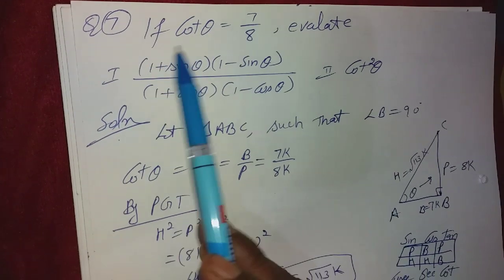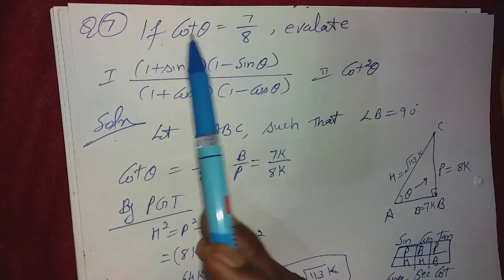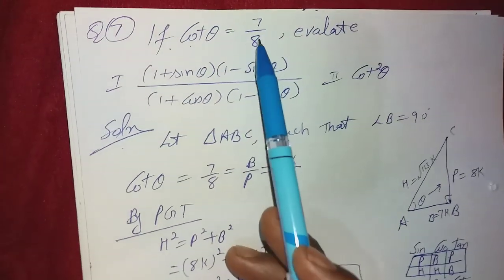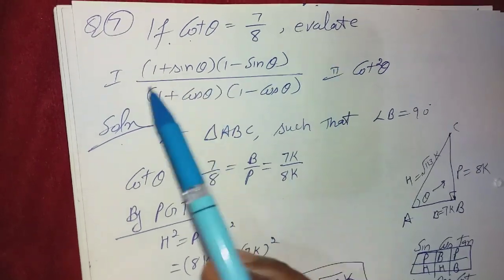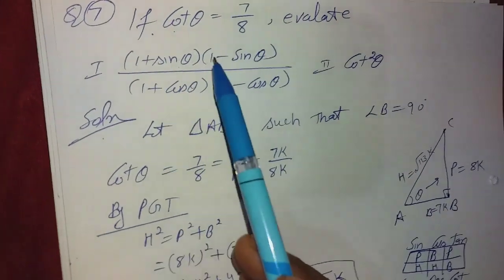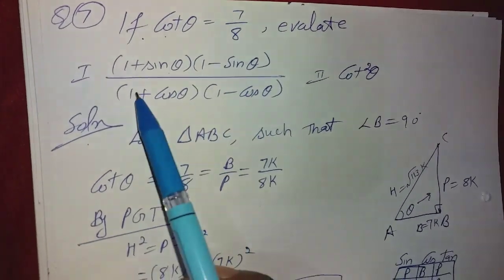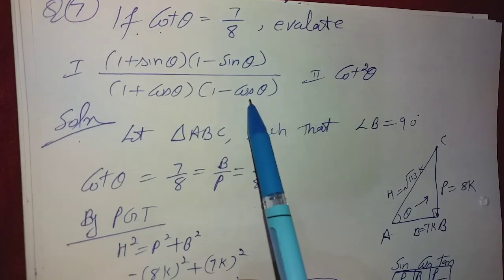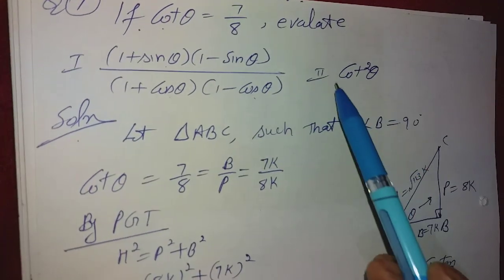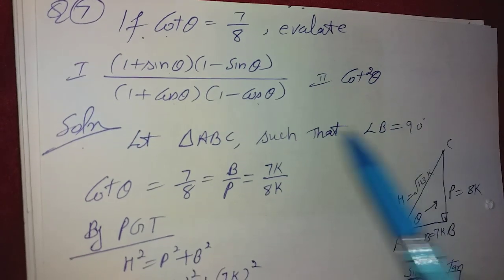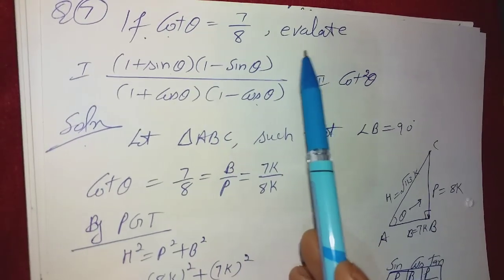First we will read the statement. If cot theta is 7 by 8, evaluate (1 plus sine theta)(1 minus sine theta) upon (1 plus cos theta)(1 minus cos theta), and the second part, cot square theta. This we will evaluate.